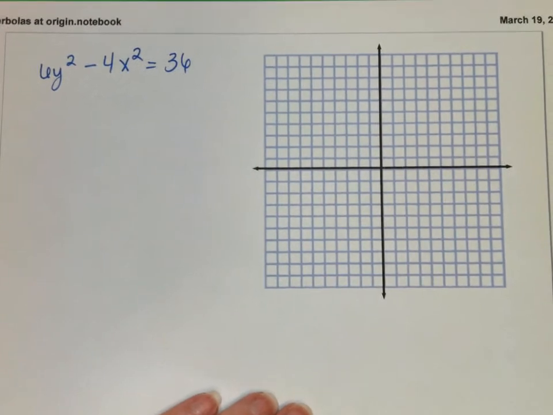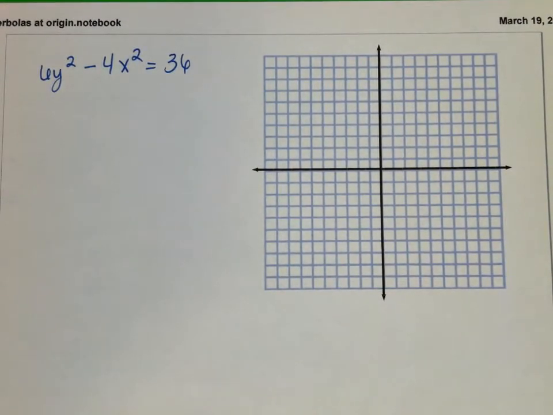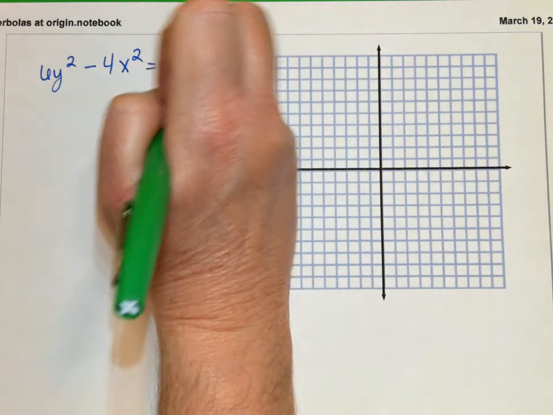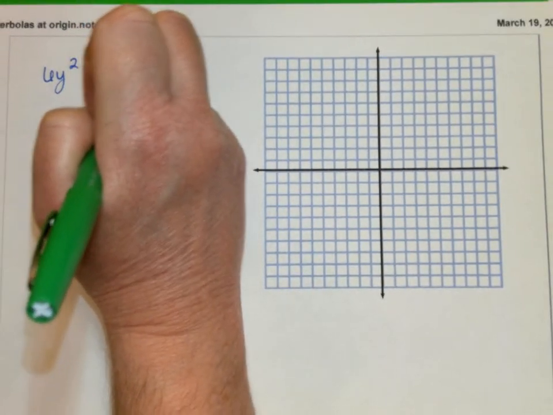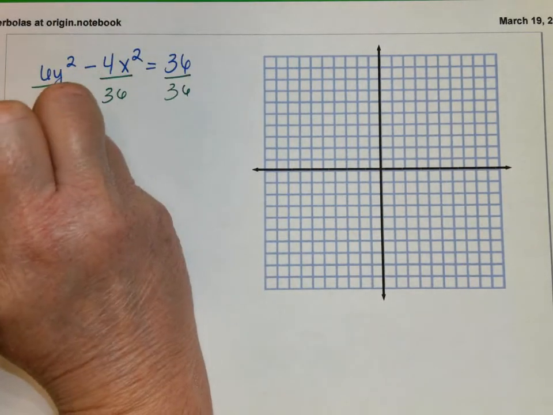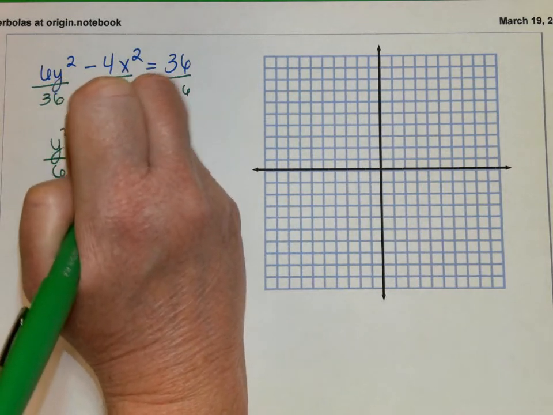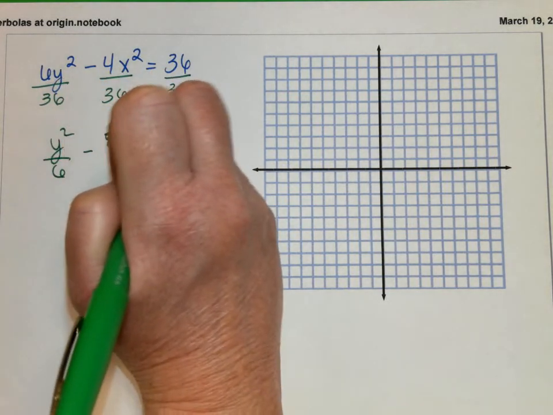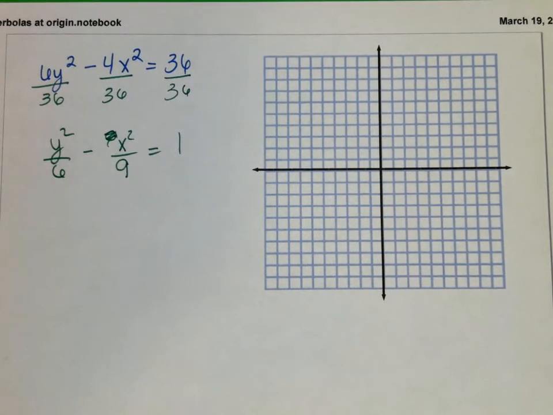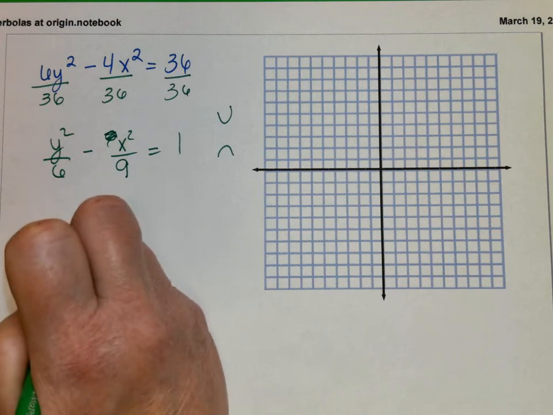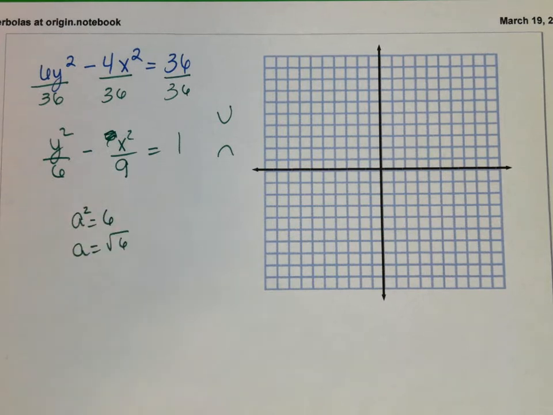Oh, what the heck. Let's just try this one really quick and we'll keep moving here. All right, so once again, I have this 36 over here, so the only way to get rid of it is to divide by it. So I'm going to divide everything by 36. So now I have y squared over 6 minus x squared over 9 equals 1, which tells me I have a vertical hyperbola. Ooh, this is going to be fun. I know that a squared is 6, so a is the square root of 6.